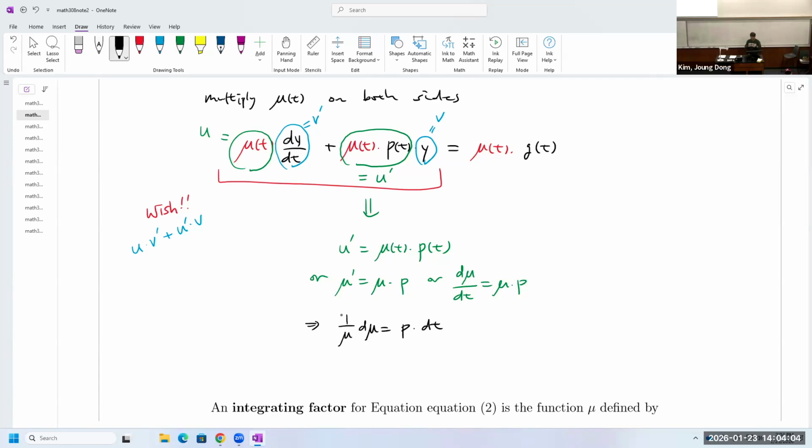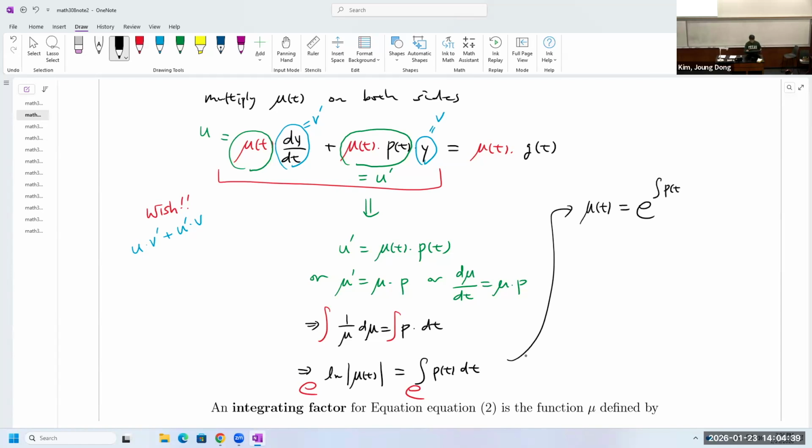Are you okay? Then once you separate your mu term and t term, what are you going to do? What happened to your left-hand side? It is ln, right? And the right-hand side is the integral of p(t) dt. Are you okay? Then you know the next step, right? We're going to raise e on both sides. Then the left-hand side is mu(t), and the right-hand side is e to the power integral p(t) dt.